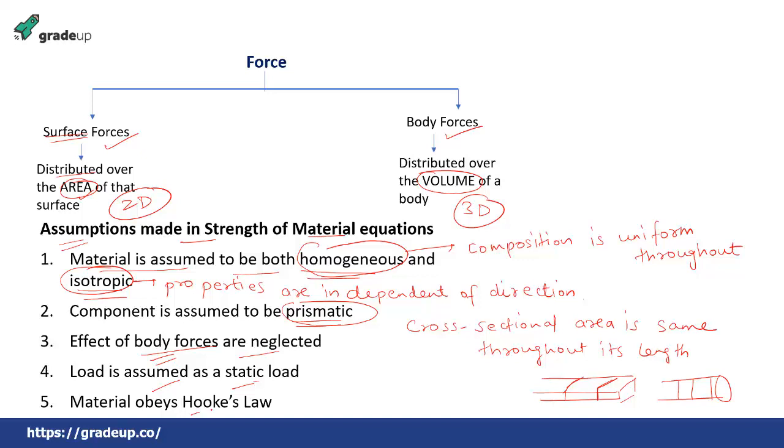Then the material obeys Hooke's law. We will take that up later, but it simply says that up to the proportional limit, the stress induced is directly proportional to the strain. You do not need to worry about the proportional limit now; we will take it up in detail when we talk about stress and strain. Till then, these are the 5 assumptions: the material is homogeneous and isotropic, the component is prismatic, the effect of body forces is neglected, the load is static, and the material obeys Hooke's law.